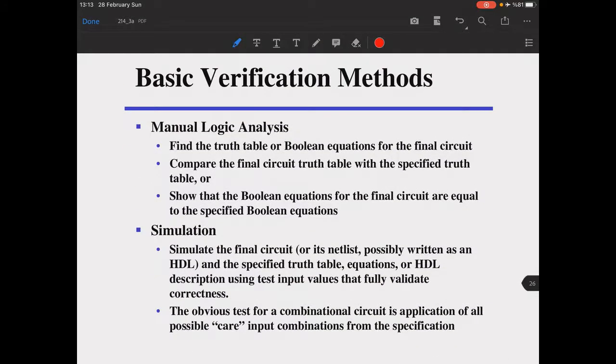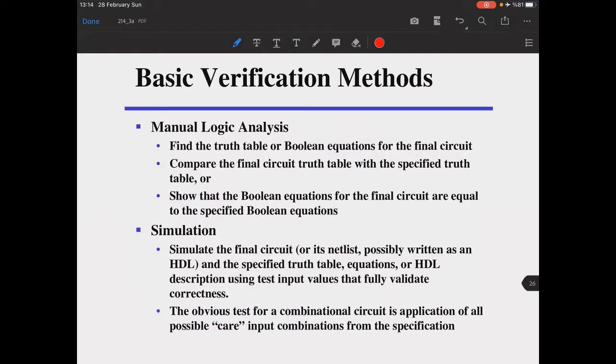Now, the basic verification methods. The first one, which we mentioned a bit, is manual logic analysis. We have the truth table or Boolean equation of the final circuit, and we compare the final circuit truth table with the specified truth table. We match them, or we can prove that the Boolean equations for the final circuit are equal to the specified Boolean equations. Either of them is alright.